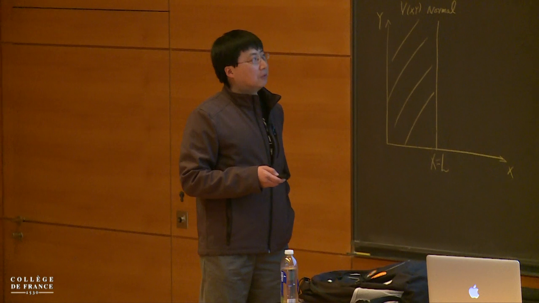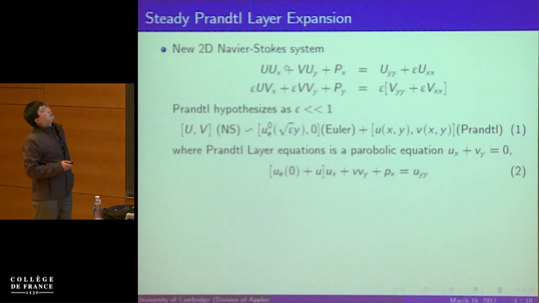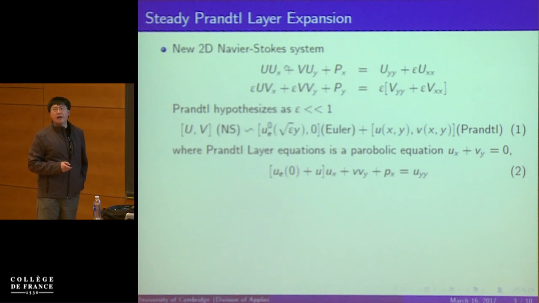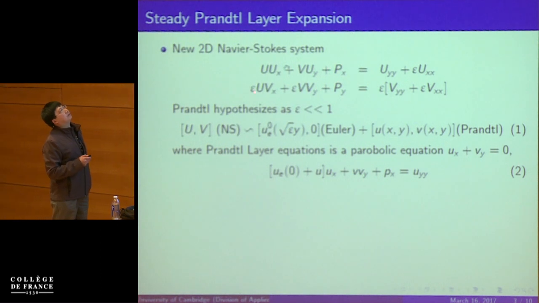So I'm going to rewrite everything in his coordinates. If you do that, then this will be the equation. This is very easy, you just do a change of variables. So this is the real flow in the new coordinate system.